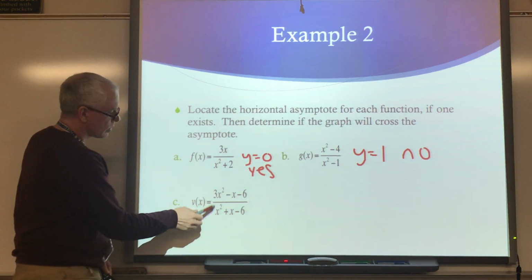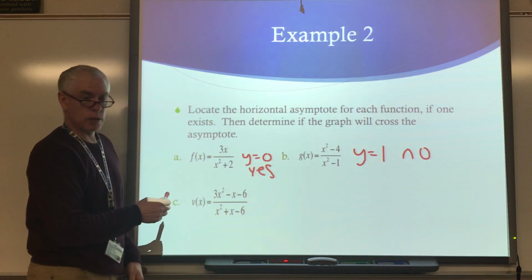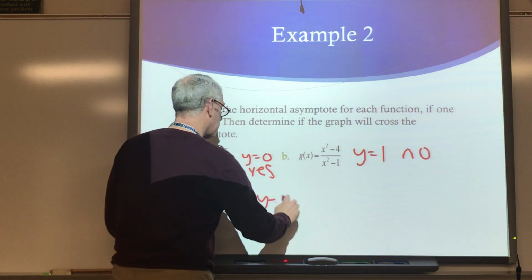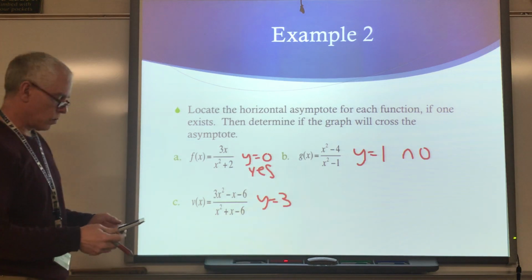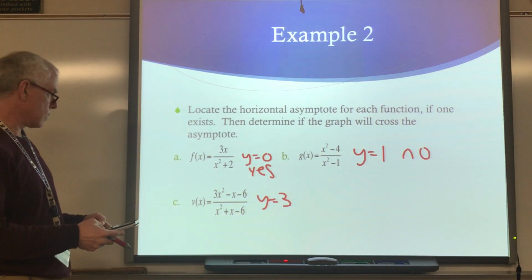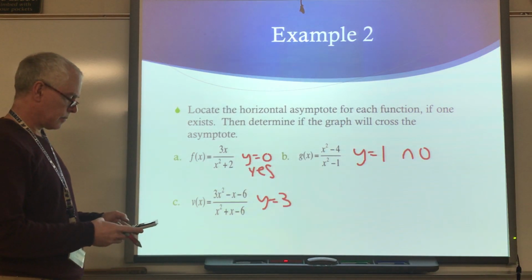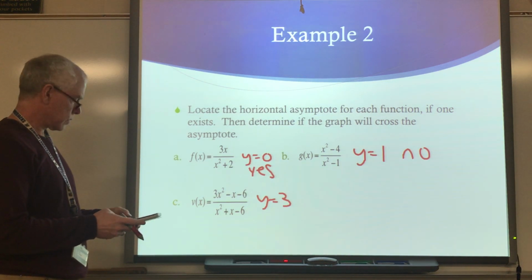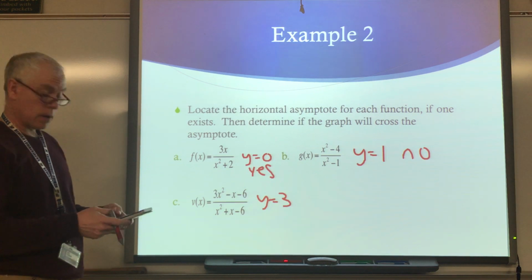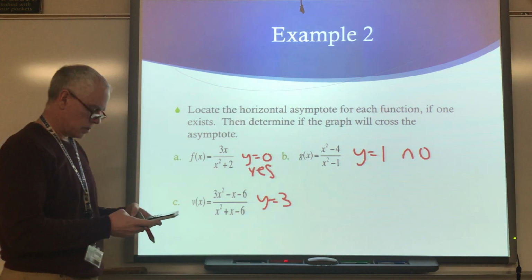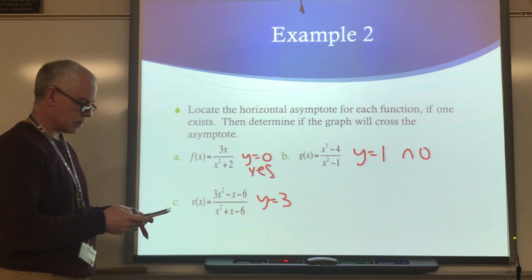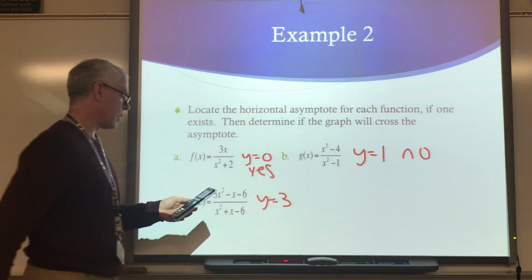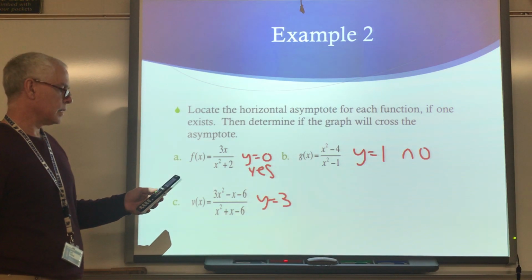All right? Down here, the degree on top and bottom are the same again. They're both 2's. 3 divided by 1 is 3. y equals 3 is your horizontal asymptote, so we're going to go into here. Again, 3x squared minus x minus 6, and then on the bottom, x squared plus x minus 6. Go ahead and graph those in your calculator. Again, trying to see if it crosses this line y equals 3.